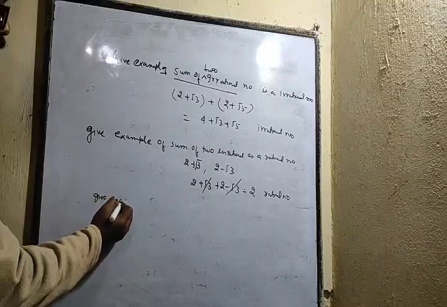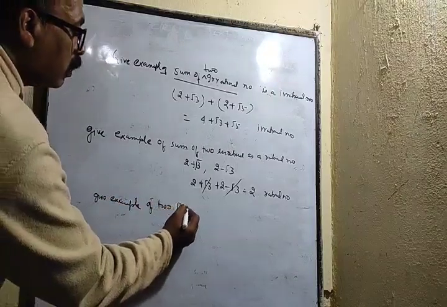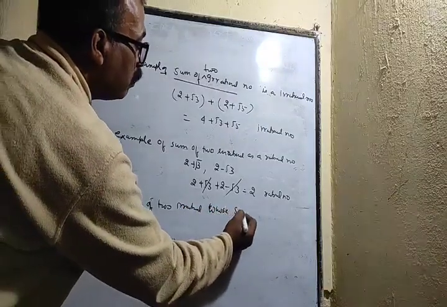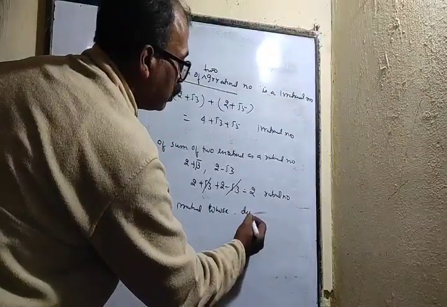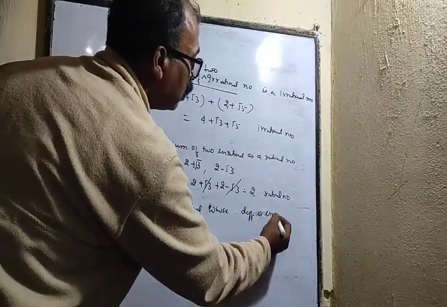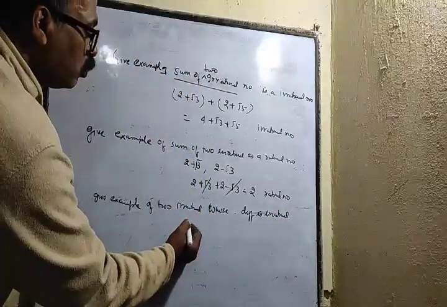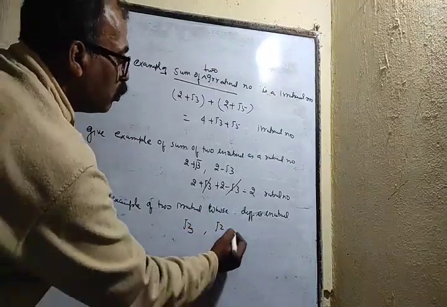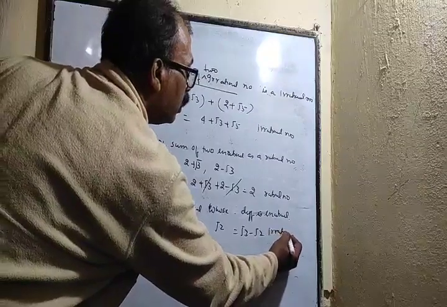Maybe it will be like that: give an example of two irrational numbers whose difference is irrational. So the example is, consider root 3 and another is root 2. So root 3 minus root 2 is always irrational.